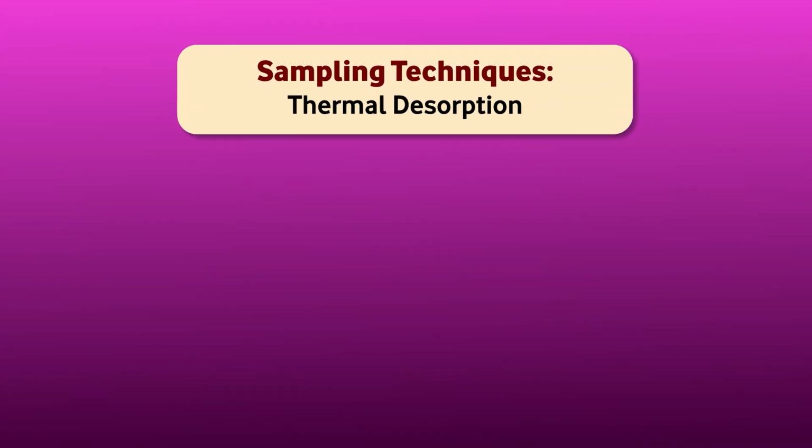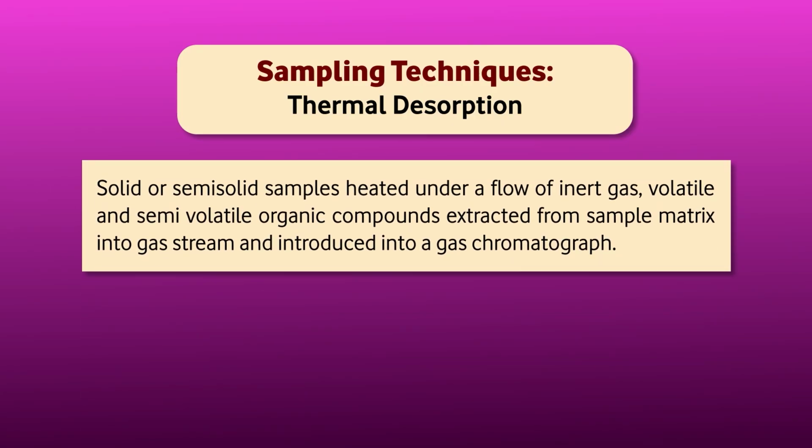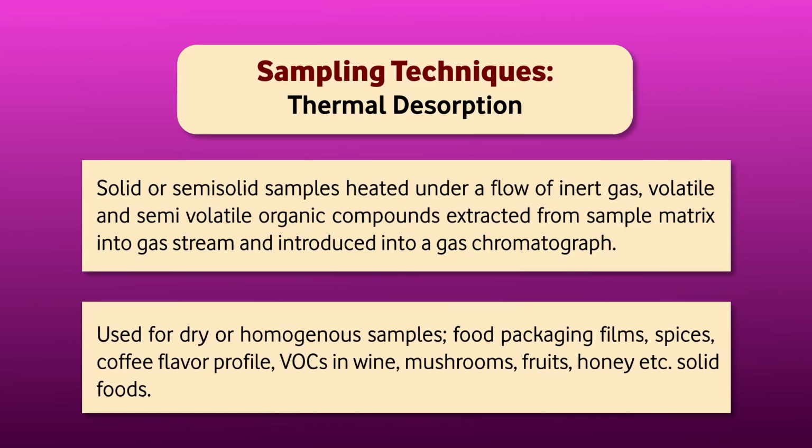The other sampling technique is thermal desorption. Suppose we have solids, a solid or semi-solid sample. Like we did in headspace, we put the sample in the vial, heat it and make an inert gas flow over it. When we are heating it, the volatile components will come up. The gas will lift the volatile organic compounds. We extract them from the sample matrix into the gas stream, and that gas stream we inject into the GC.